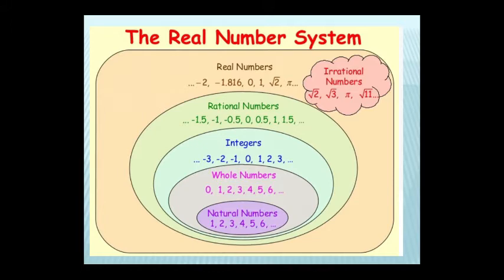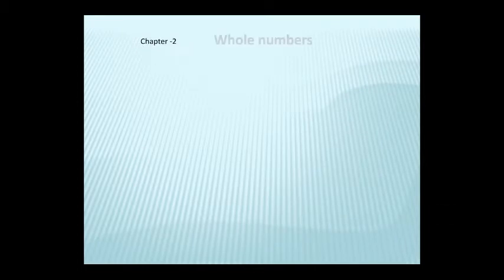And on the right side of 0, the numbers 1, 2, 3, 4 are all positive numbers. If there is no sign, then you have to understand there is a plus sign: +1, +2, +3. So an integer includes negative numbers and positive numbers and also 0. These are all called integers. Rational numbers and irrational numbers you will study in your higher classes. Let us move on to chapter 2, whole number.